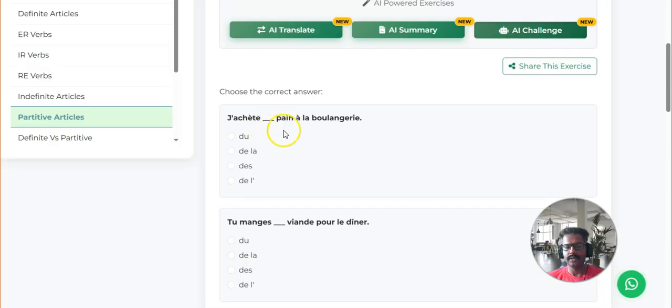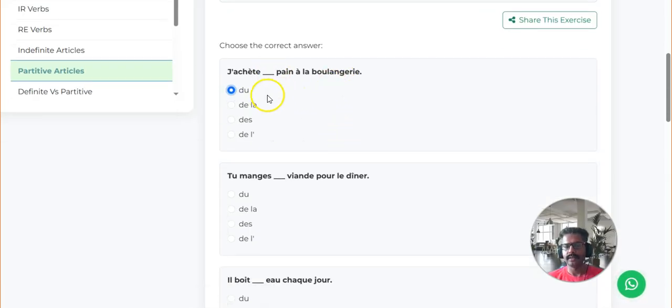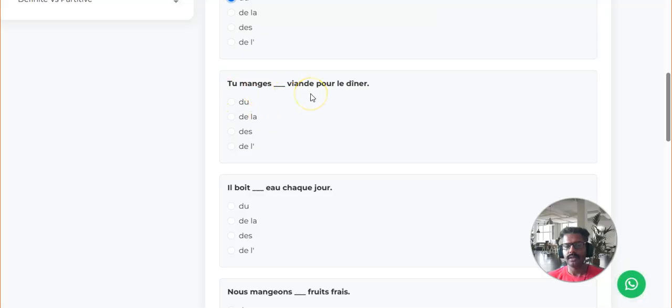J'achète. Since the verb is acheter, I will say j'achète du pain à la boulangerie. That's some bread. If I had said j'achète une loaf, then that would have been une, something specific that I bought. Then, tu manges de la viande pour le dîner. Viande means meat, and it's some quantity. It's feminine. Tu manges de la viande pour le dîner.